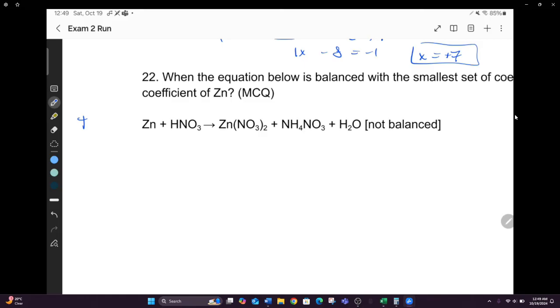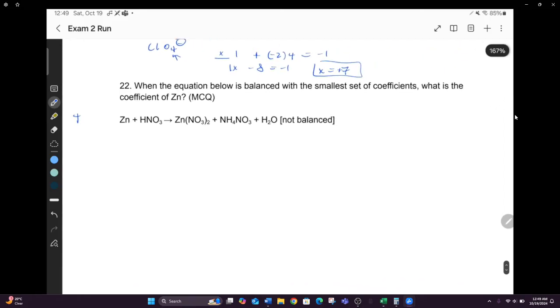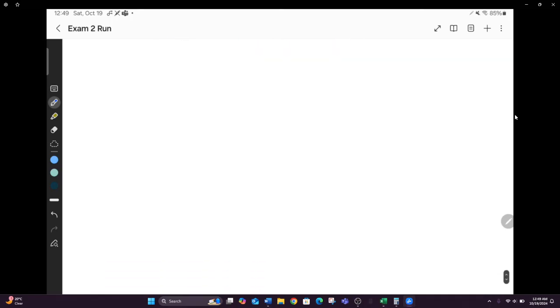I'll come back to this afterwards, and I'll show you all the tricks to this. But the correct answer for the coefficient of Zn is four. Again, like I said, I have a really mathematical way of solving it that I'll show you all in the next step. Oh wait, is that it?